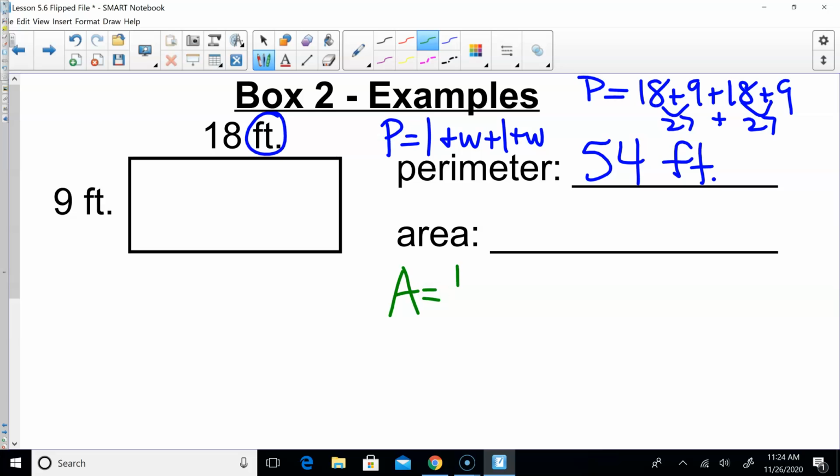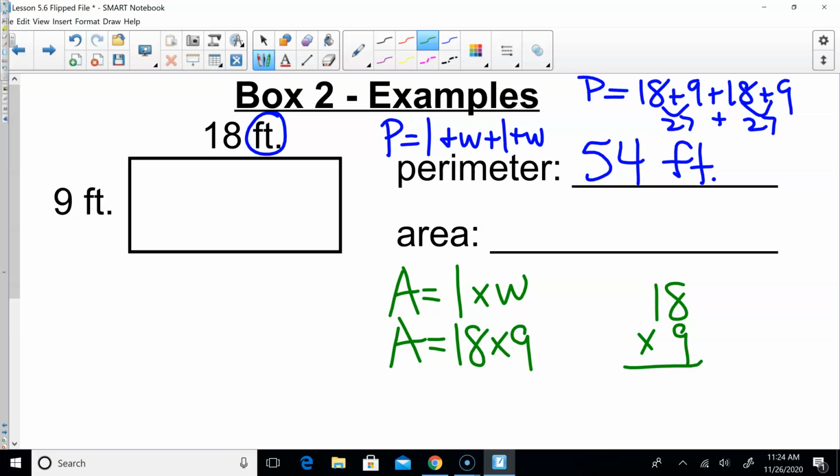Area equals length times width. We know that the area equals 18 times 9, which means I'm going to do some multiplication work right here. 9 times 8 is 72, so 2 goes there, 7. 9 times 1 is 9, plus 7 is 16. So I would have 162 square feet for my label.